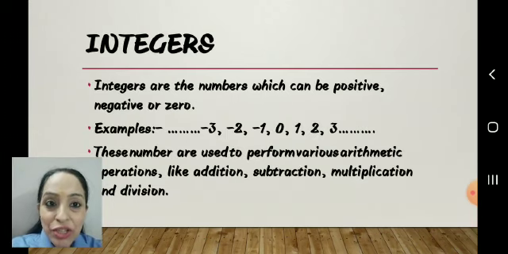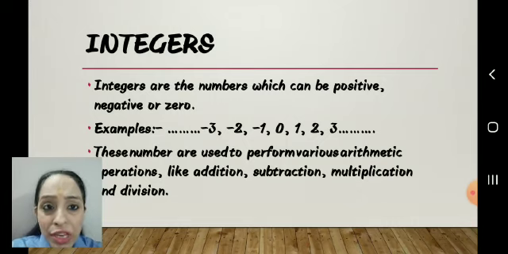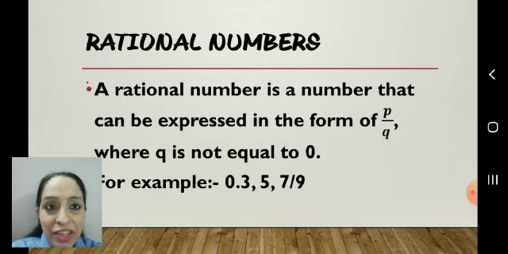Next is integers. Integers are the numbers which can be positive, negative, or 0. For example, -4, -3, -2, -1, 0, 1, 2, 3, 4, 5, and so on. It means all positive and negative numbers including 0 are called integers. These numbers are used to perform various arithmetic operations like addition, subtraction, multiplication, and division.